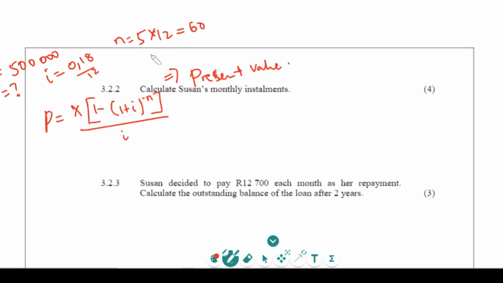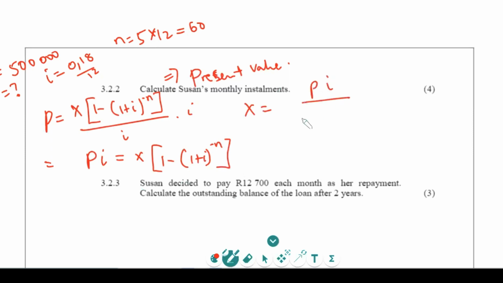Or 60 monthly installments. Is anything else needed? X. Okay, so what I prefer is just make X the subject in the first place, then I'll do the substitution and all of that. So which means for me to get X, I'll multiply by I, which means my PI is equal to X into 1 minus 1 plus I to the exponent of negative n. Then I'll divide both sides by this big bracket. So my X is going to be P times I over the macro bracket, 1 plus I to the negative n.